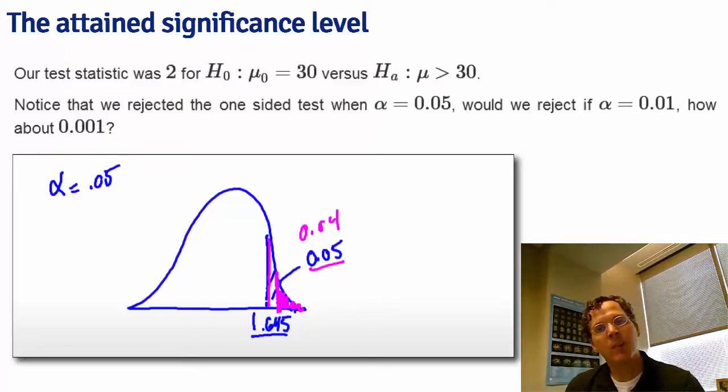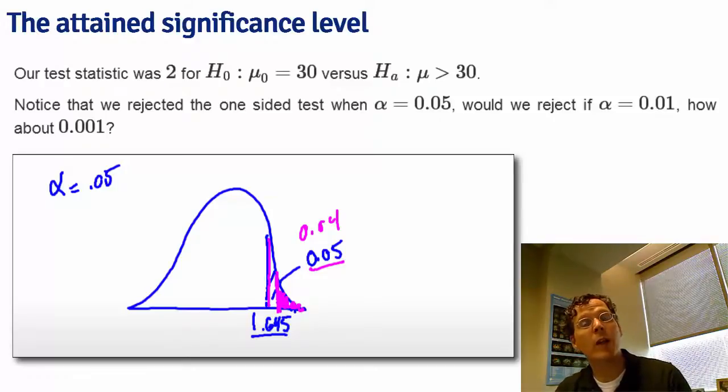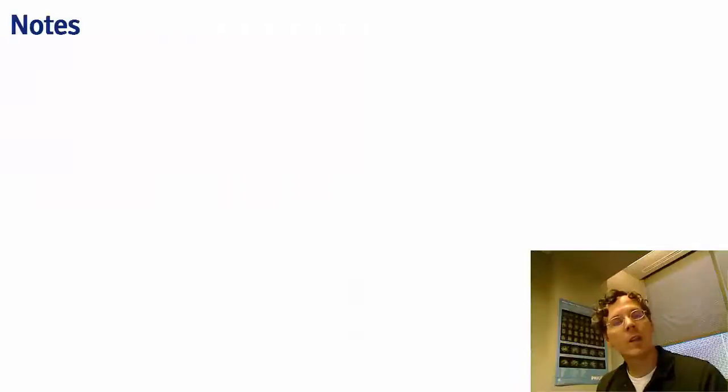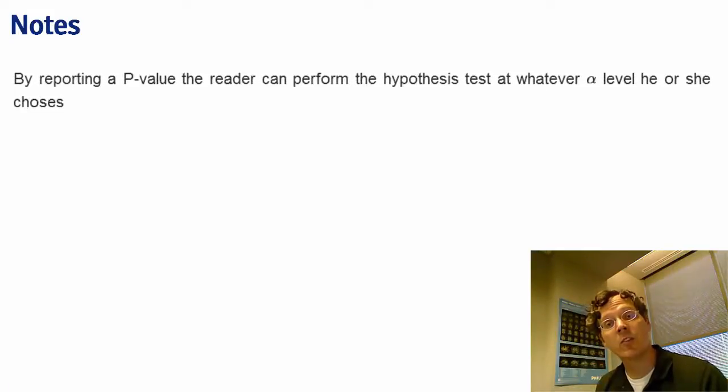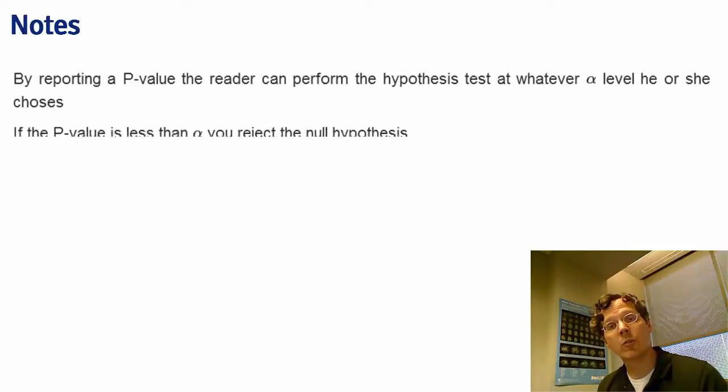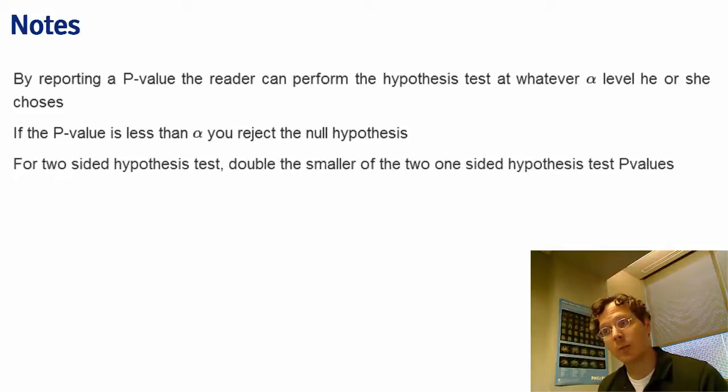What this means is that the p-value is an extremely convenient statistic to communicate to people, because when you give it to them, they can test it versus whatever alpha level they would like. Let's reiterate some of the points we made on the previous slide. By reporting a p-value, your reader can perform the hypothesis test at whatever alpha level he or she chooses. The simple rule is, if the p-value is less than the alpha level, then you reject the null hypothesis. If the p-value is greater, then you fail to reject.